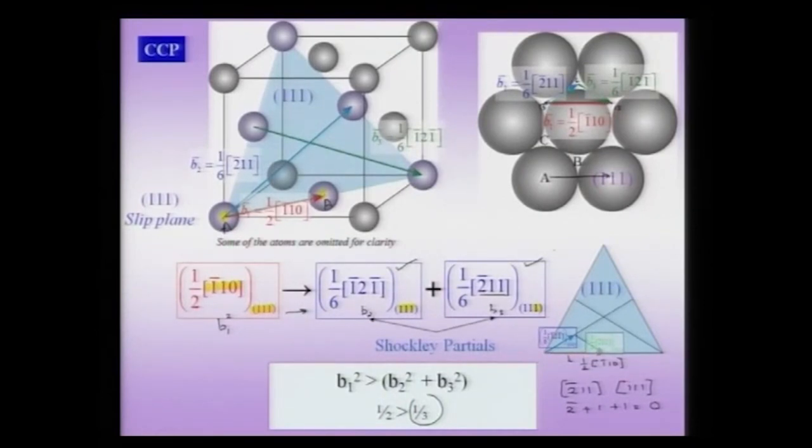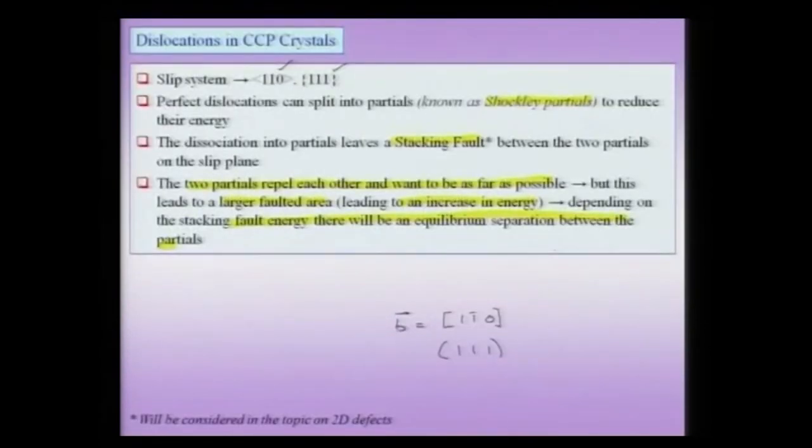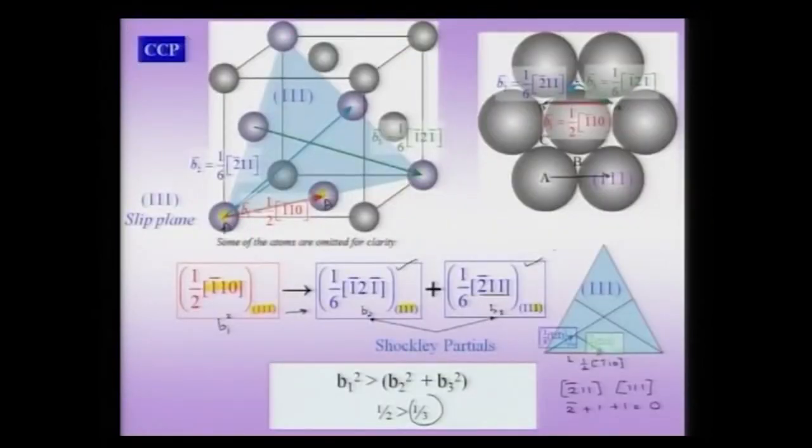So, to summarize the important features of the partial dislocations in cubic close pack crystals, the slip system is obviously the close pack plane 1-1-1 and the close pack direction lying on it, which is the 1-1-0 kind of a vector, which I have shown in this diagram as the red vector. There are many members to this family, and it can be any one of those members, but it has to be a close pack plane and a close pack direction lying on it. Now, the energy of this vector, b1 squared, is about half.